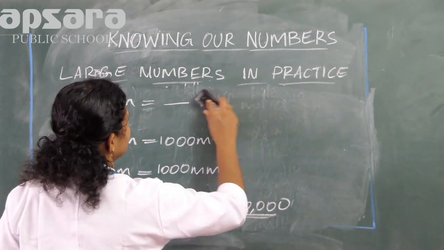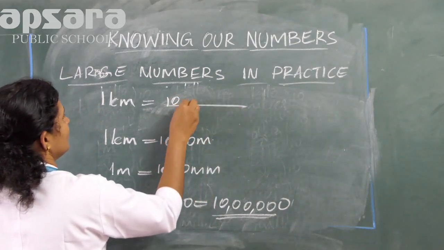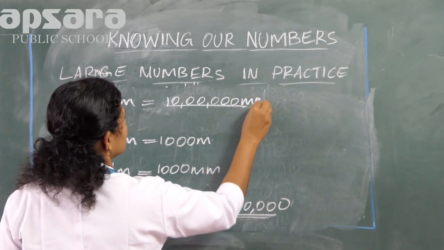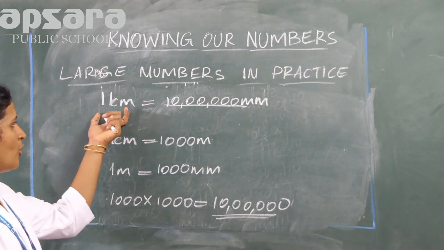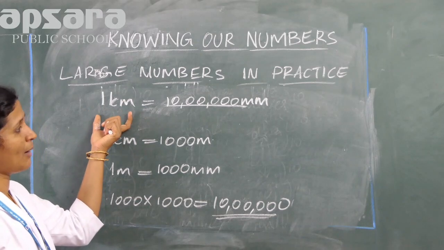So what is our answer? 1 kilometer is equal to 10 lakh millimeters. This is clear now. 1 kilometer is equal to 10 lakh millimeter. So it is about 1 kilogram.